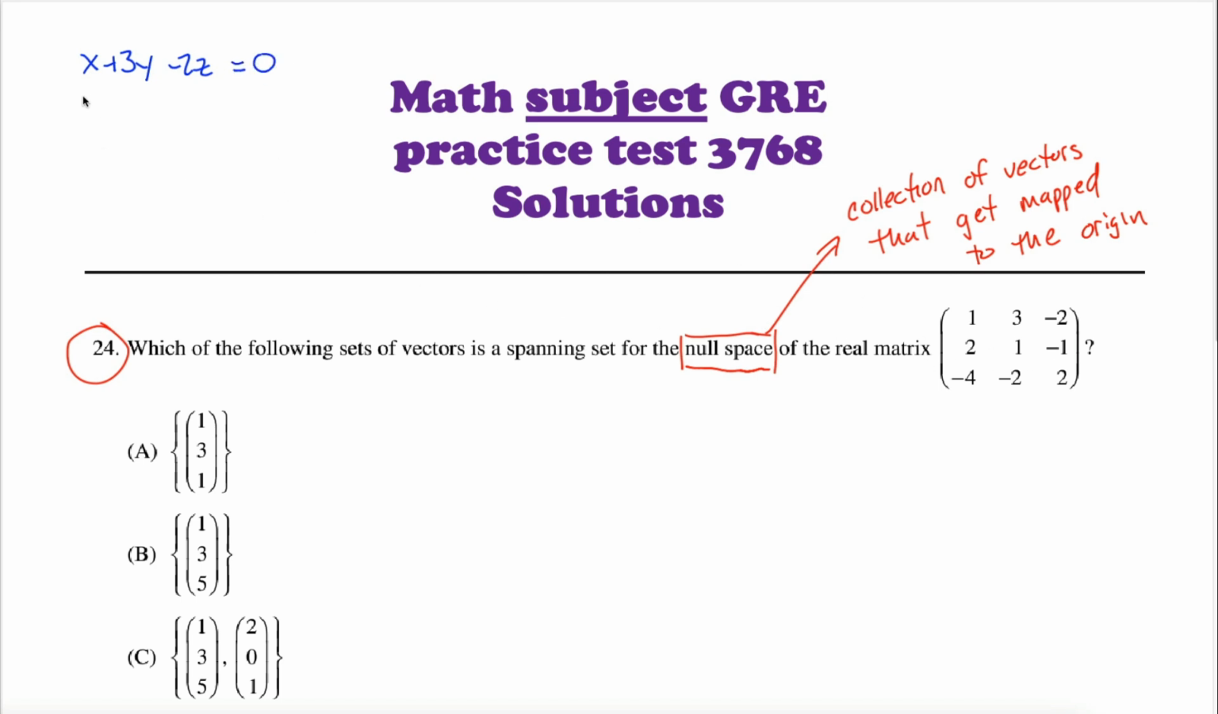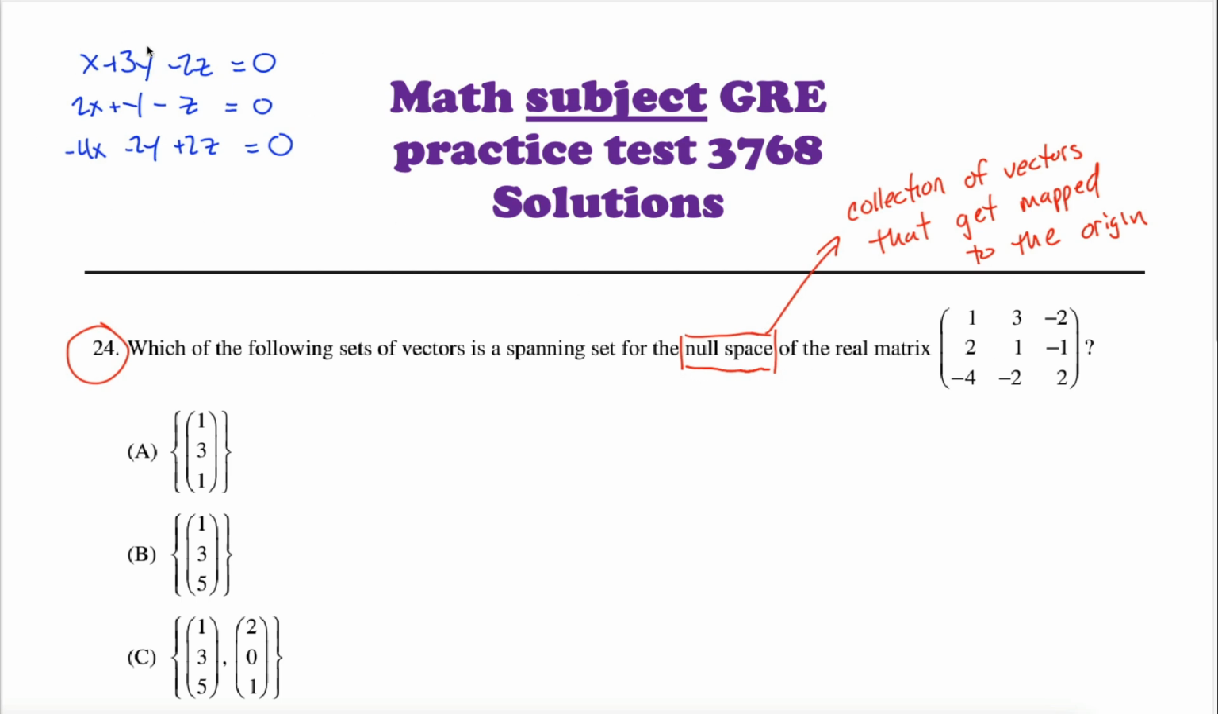Similarly, this second row tells me that 2x plus 1y minus 1z gives the y coordinate of the image. And again, I want that to be equal to 0 because we're getting mapped to the origin. And then finally, the last one says negative 4x minus 2y plus 2z gives me the z coordinate of the image, and so I set that equal to 0. If I can solve this system of linear equations, it'll tell me which vectors get mapped to the origin. In other words, what the null space of this matrix is.